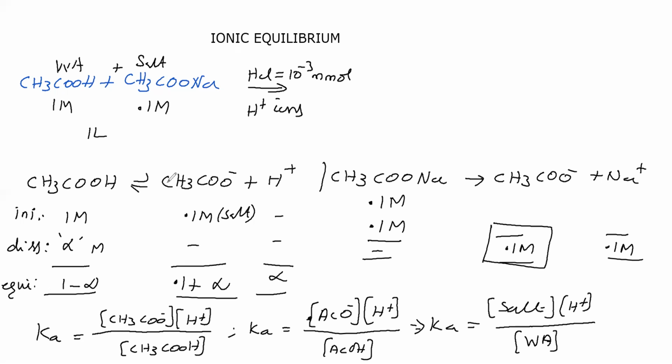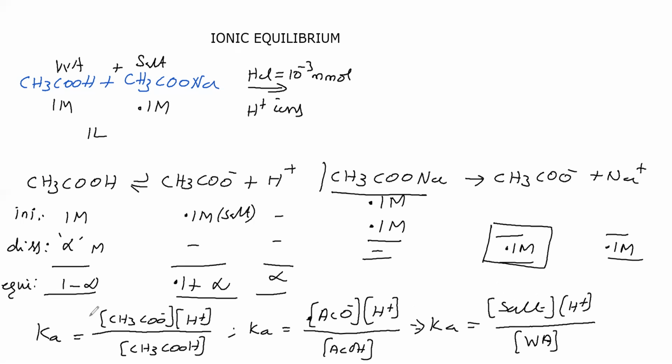Ka, the acid dissociation constant, we have written. Now acetate ion is 0.1 plus alpha. What I am doing is taking alpha as negligible compared to 0.1. Therefore acetate ion concentration is 0.1, which is nothing but the concentration of this salt. So that's what I have written here, acetate ion as the concentration of salt.